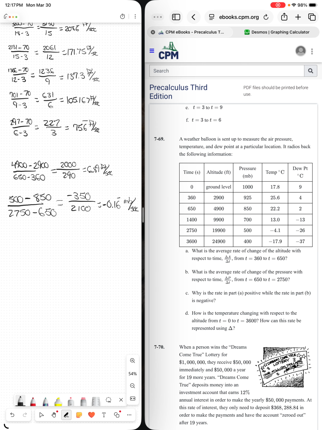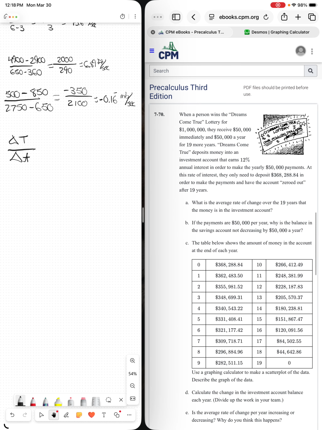How is the temperature changing with respect to altitude from 0 to 360, right? So if you look at 0, it's 17. At 360 is negative 17, so it's dropping. This rate can be found using delta, so the change in temperature over the change in time. Okay?